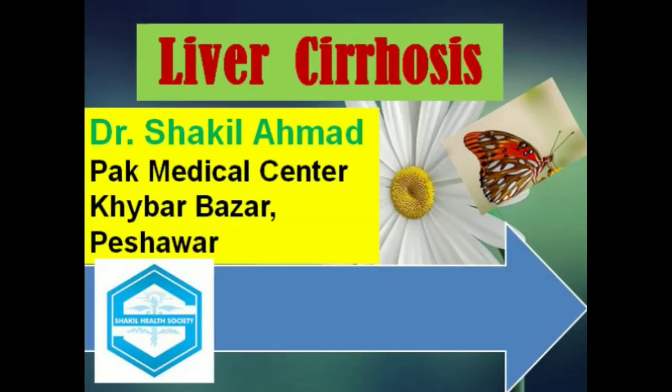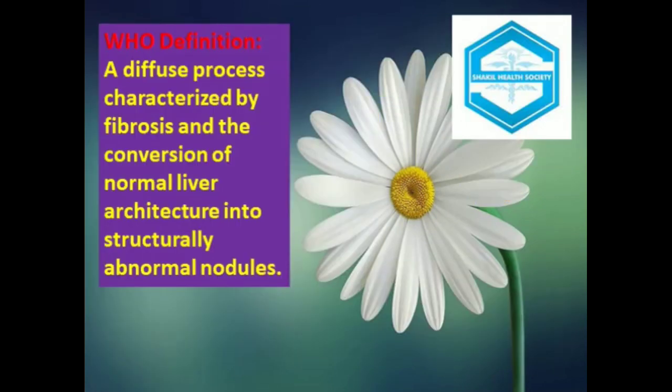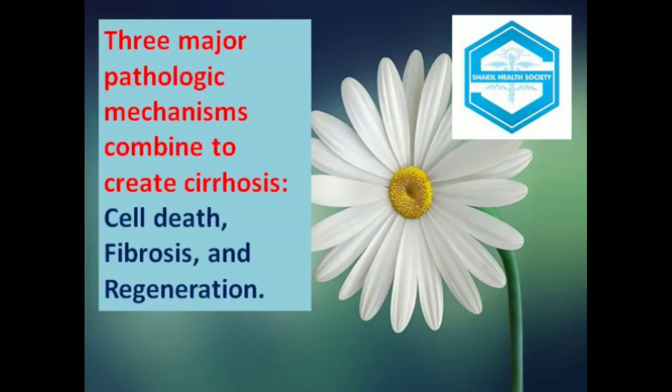Today I will discuss liver cirrhosis. The World Health Organization has defined liver cirrhosis as a diffuse process characterized by fibrosis and the conversion of the normal liver architecture into structurally abnormal nodules. Basically, three major pathological mechanisms combine to create cirrhosis. First of all, cell death. Second, replacement by fibrosis. And finally, there is regeneration.